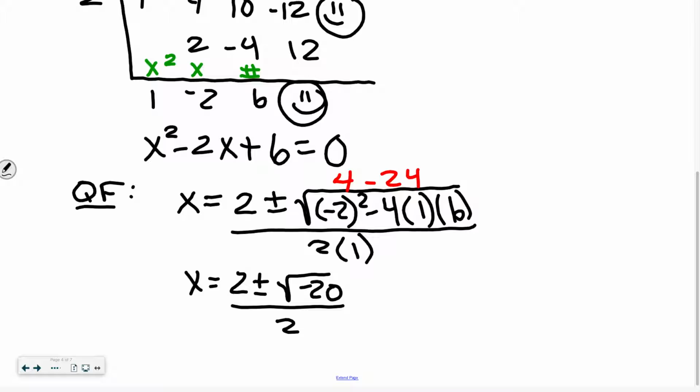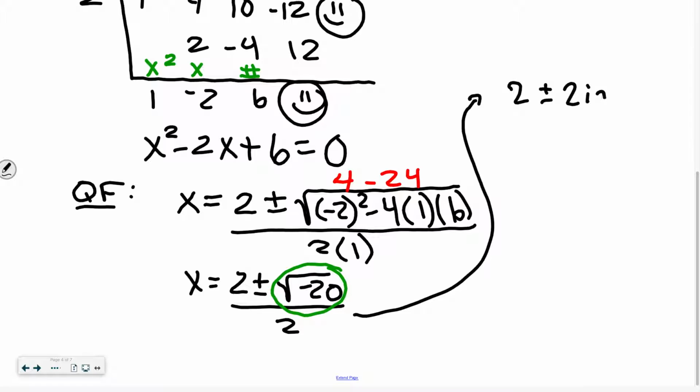This is a good review for us back from chapter 3. I'm going to pull this up to the top here. When you get to this part where you want to simplify, remember you always have to simplify this radical. So obviously we can take out an i. Can you simplify the square root of 20? 4 times 5, so the square root of 4 is 2. So it's going to be 2 plus or minus 2i square root 5 all over 2, which is just 1 plus or minus i square root 5.